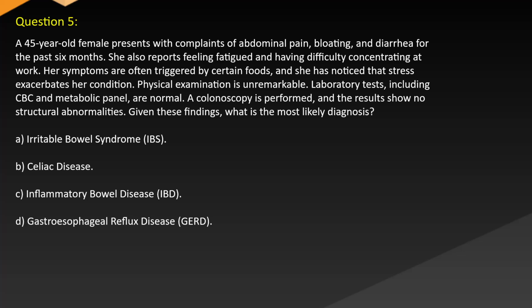A. Irritable bowel syndrome (IBS). B. Celiac disease. C. Inflammatory bowel disease (IBD). D. Gastroesophageal reflux disease.